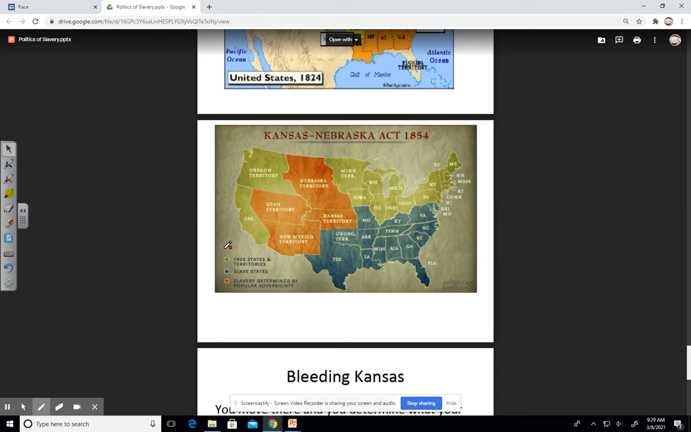This greenish color is a free state. This blue color is a slave state. And then this one just says, determine it by popular sovereignty. So basically what's going on here is this section, whoever moves there, you can determine it. Popular sovereignty, whatever the people living there want is what they can have. Notice how the federal government is not taking a clear stand. Federal government represented by the star.